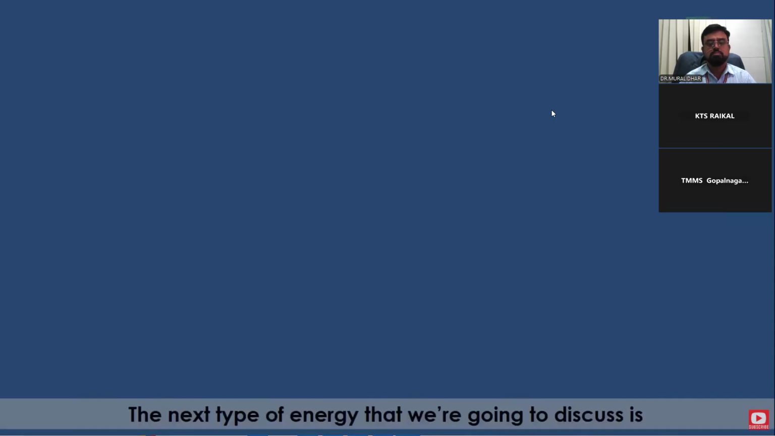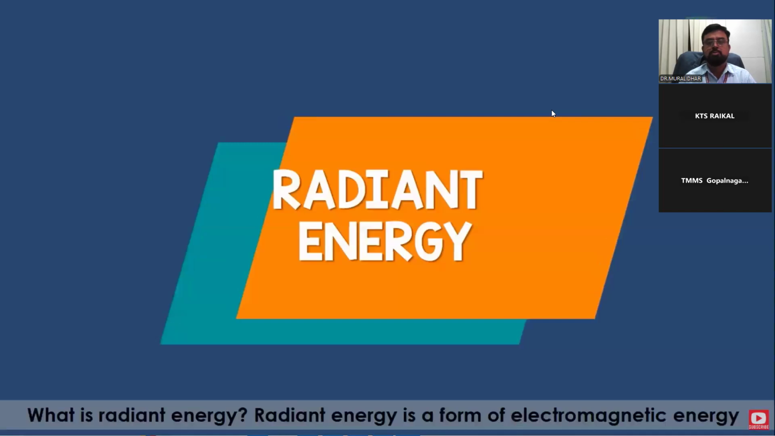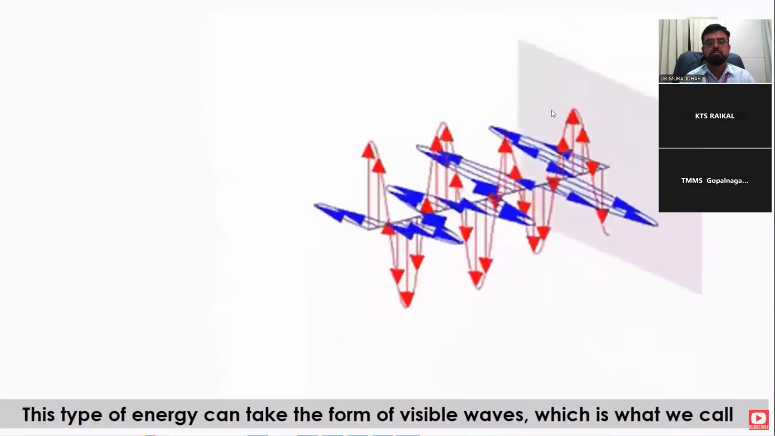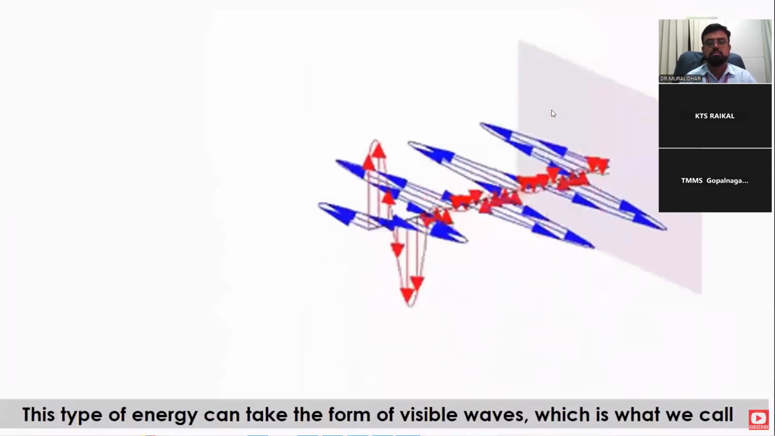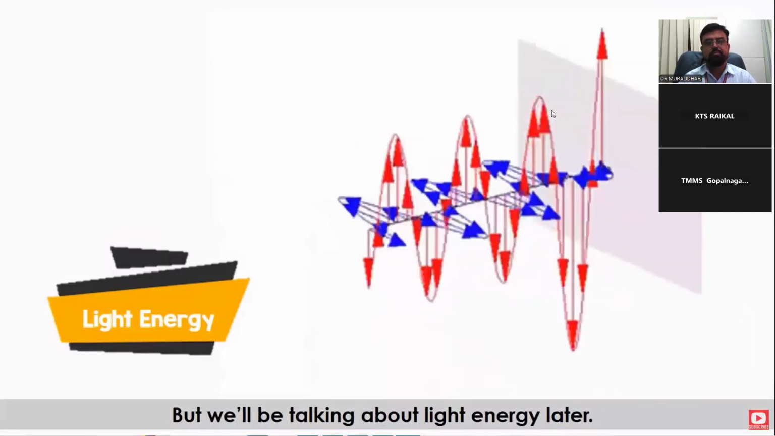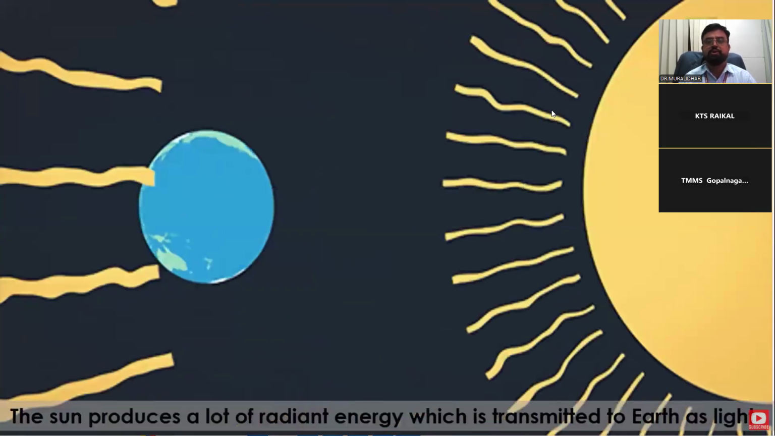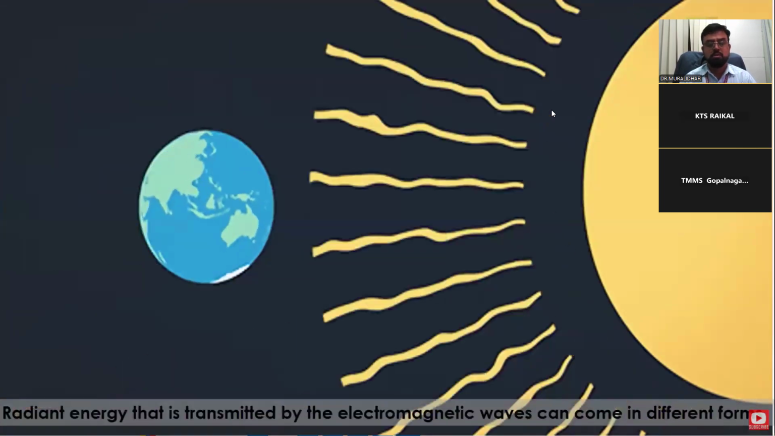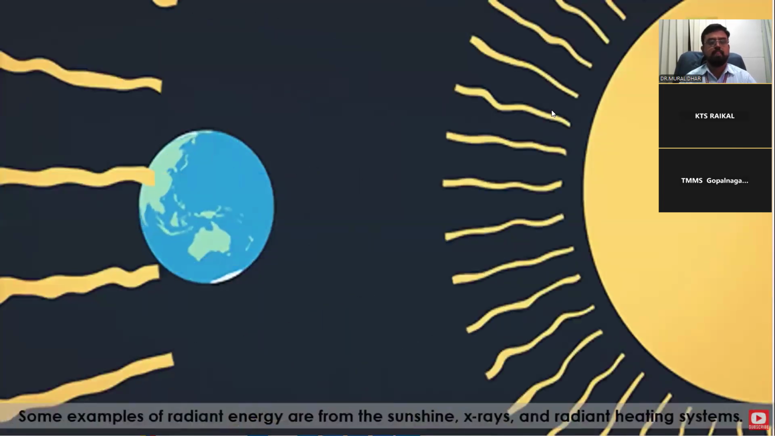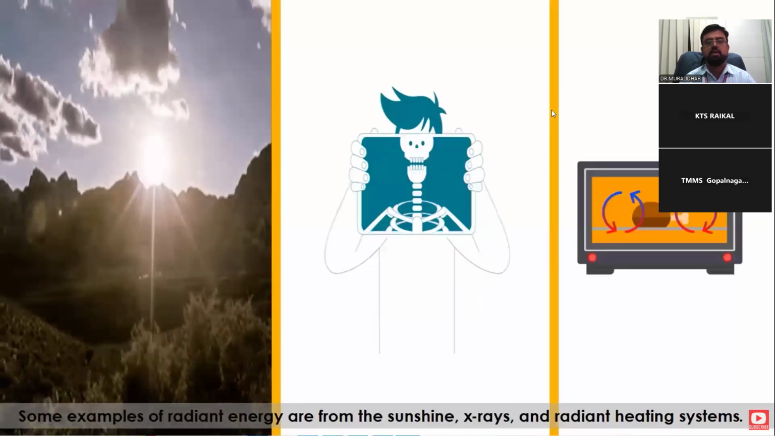The next type of energy that we're going to discuss is radiant energy. So what is radiant energy? Radiant energy is a form of electromagnetic energy. This type of energy can take the form of visible waves, which is what we call light energy. But we will be talking about light energy later. The sun produces a lot of radiant energy, which is transmitted to Earth as light. Radiant energy transmitted by electromagnetic waves can come in different forms. Some examples of radiant energy are sunshine, X-rays, and radiant heating systems.